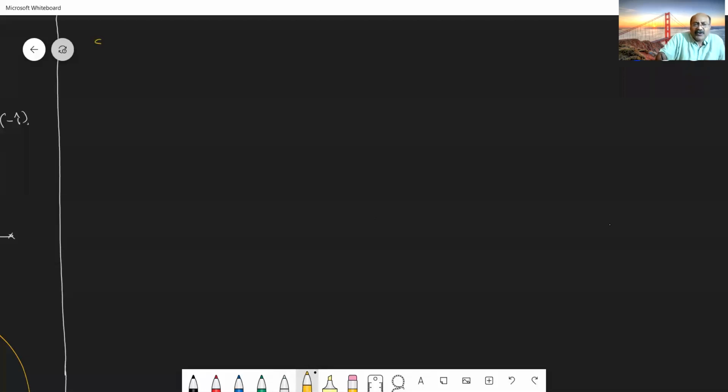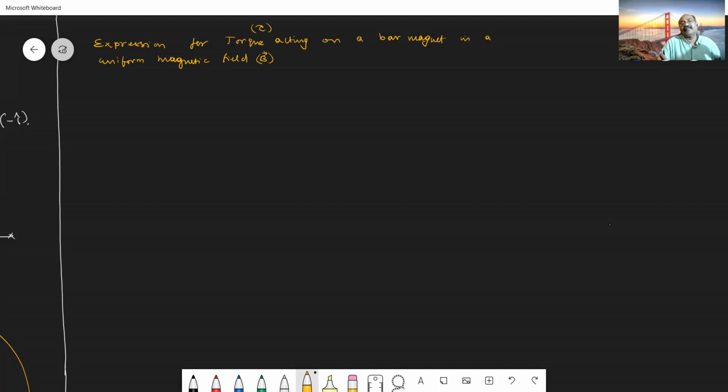So now we are going to obtain an expression for the torque acting on a bar magnet kept in a uniform magnetic field. Let us consider that uniform magnetic field as B vector and the torque available as tau vector.